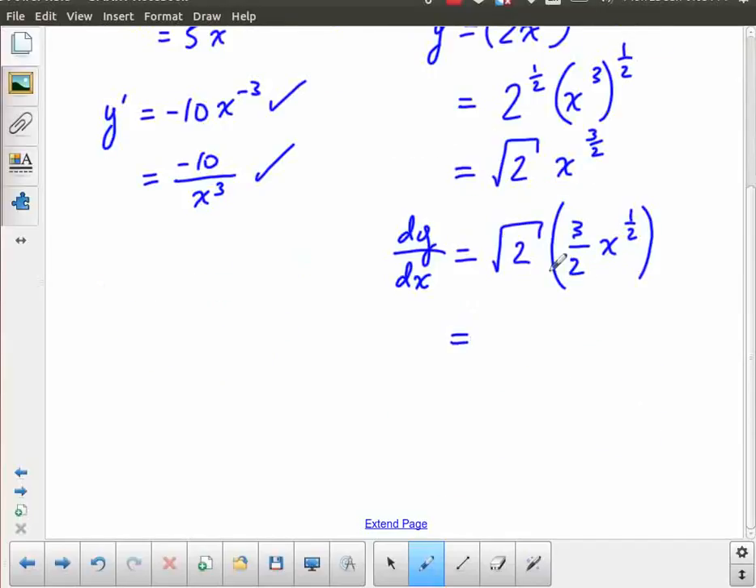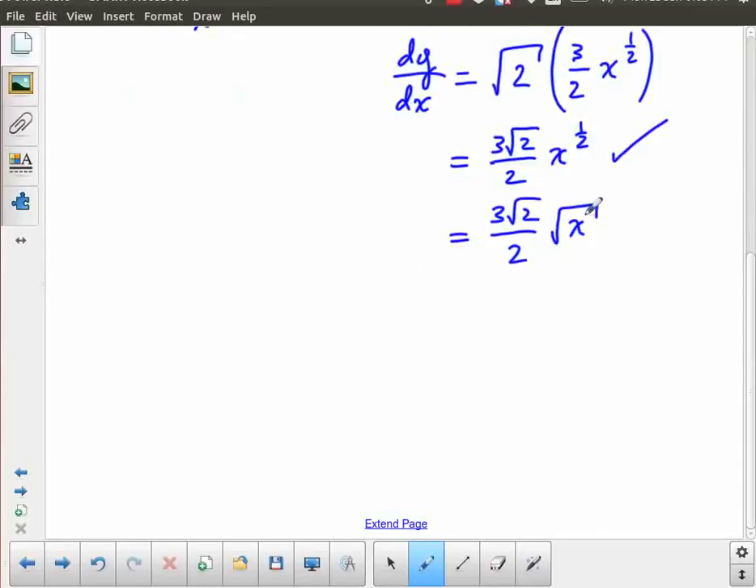And now I'm going to simplify this. This is just a number. This is just a number. So I actually end up with 3 root 2 over 2 as I bring those together, and x to the 1/2. This is a perfectly good way to write this. Or you could write this as 3 root 2 over 2, and then x to the 1/2 is the same as square root of x.